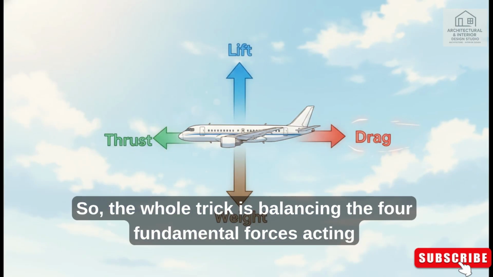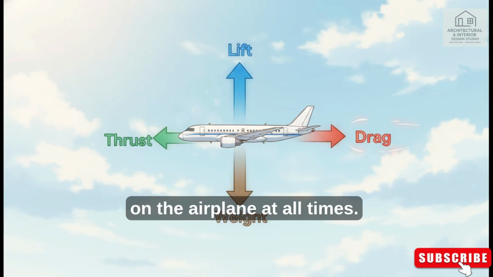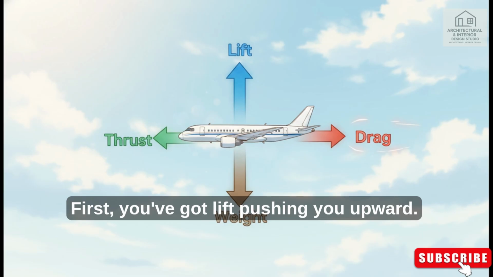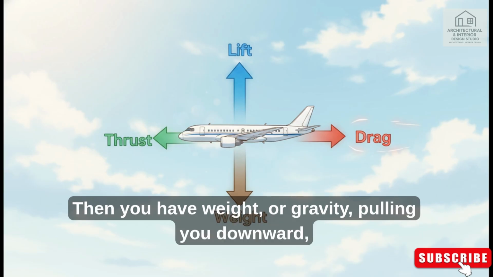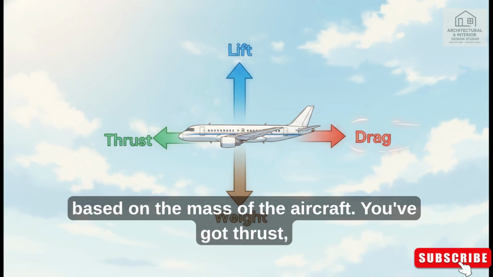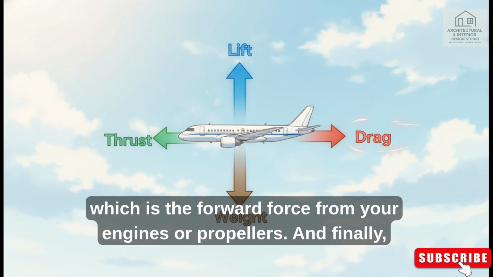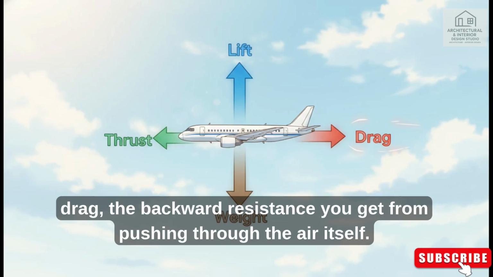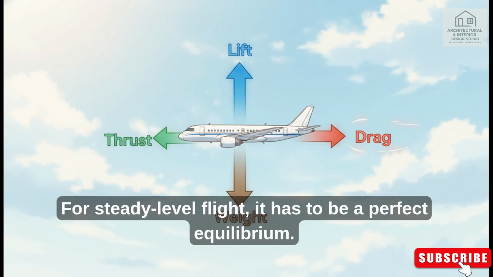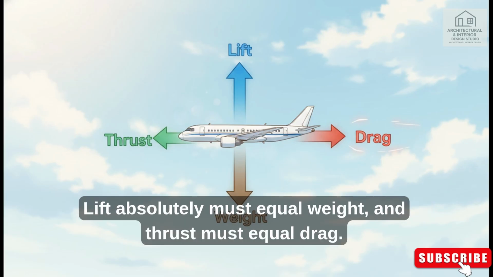So, the whole trick is balancing the 4 fundamental forces acting on the airplane at all times. First, you've got lift pushing you upward. Then you have weight, or gravity, pulling you downward based on the mass of the aircraft. You've got thrust, which is the forward force from your engines or propellers. And finally, drag, the backward resistance you get from pushing through the air itself. For steady level flight, it has to be a perfect equilibrium. Lift absolutely must equal weight, and thrust must equal drag.